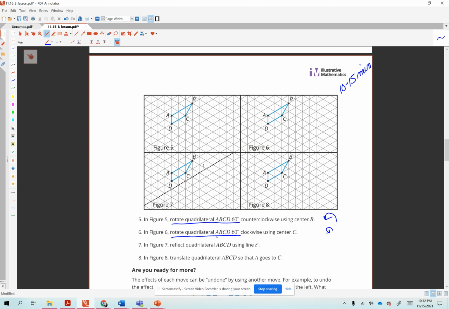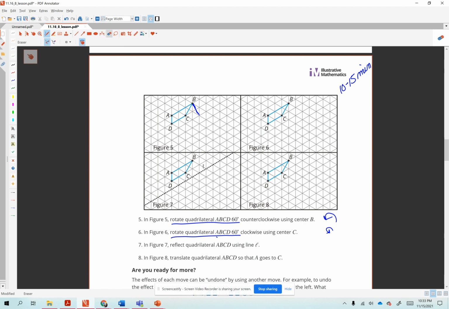Okay, let's see how you did. So for quadrilateral ABCD, we are asked to rotate it 60 degrees counterclockwise using center B. So this is where the isometric grid is really helpful. So 60 degrees from this point here would be in this direction here. So that's our new B prime.